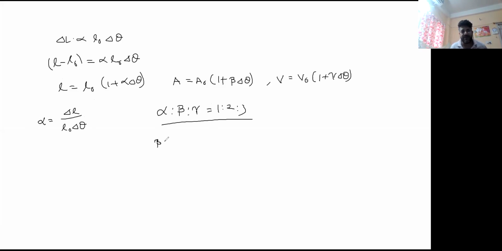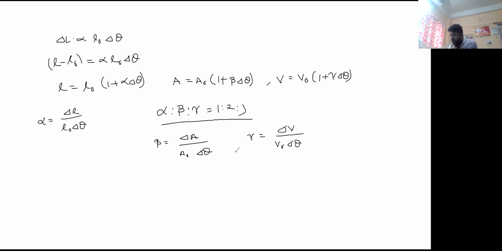What do you mean by beta? Change in area by original area into change in temperature. What do you mean by gamma? Change in volume by original volume into change in temperature. So alpha is called the coefficient of linear expansion, beta is called the coefficient of superficial expansion, and gamma is called the coefficient of volumetric expansion.